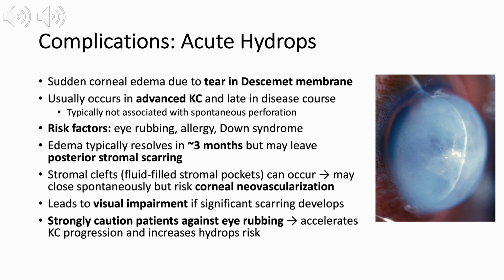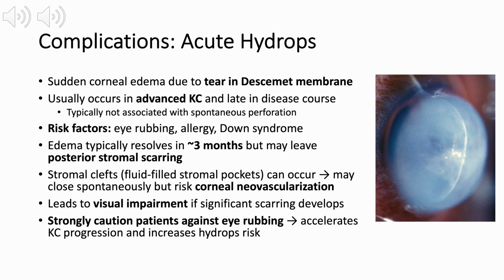Clinically, the edema often resolves spontaneously in about 3 months, but it can leave behind posterior stromal scarring, which has long-term visual consequences. Sometimes, stromal clefts, which are fluid-filled stromal pockets, can develop. These may close spontaneously, but they increase the risk of corneal neovascularization. The scarring and vascularization together can lead to significant visual impairment.